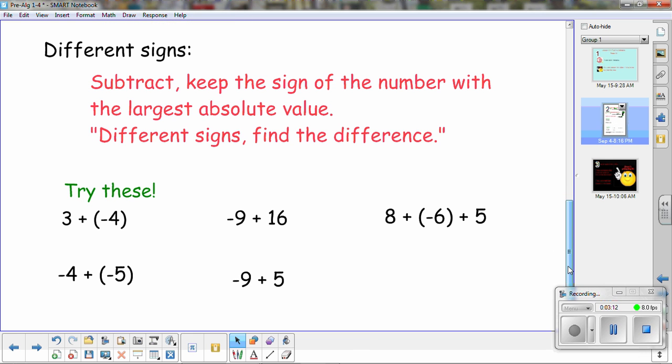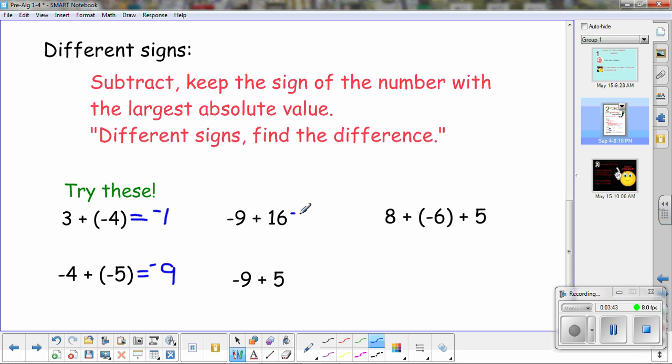You want to pause the video and try these ones on your own. 3 plus a -4, different signs. So I'm going to subtract. 4 minus 3 is 1 and keep the sign of the number with the largest absolute value. -4 plus -5. These are the same signs, so just add them up and keep the sign.